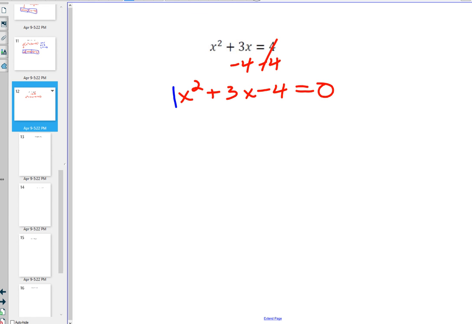Look here, A is 1, right? So can you think of two numbers without doing a table? Two numbers that multiply to give you negative 4 and add up to positive 3.